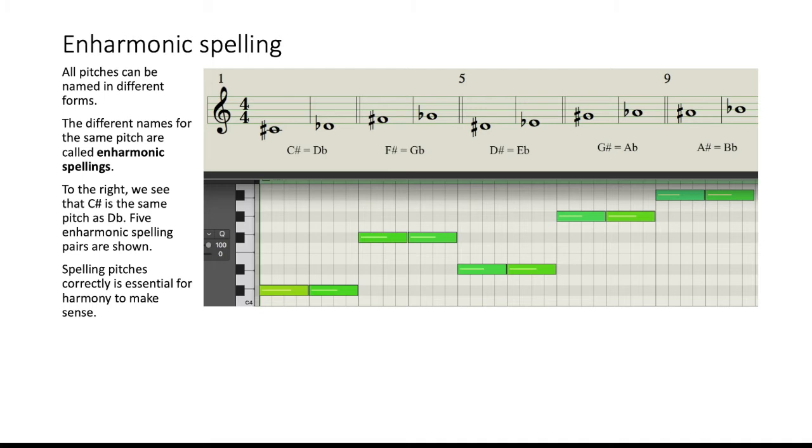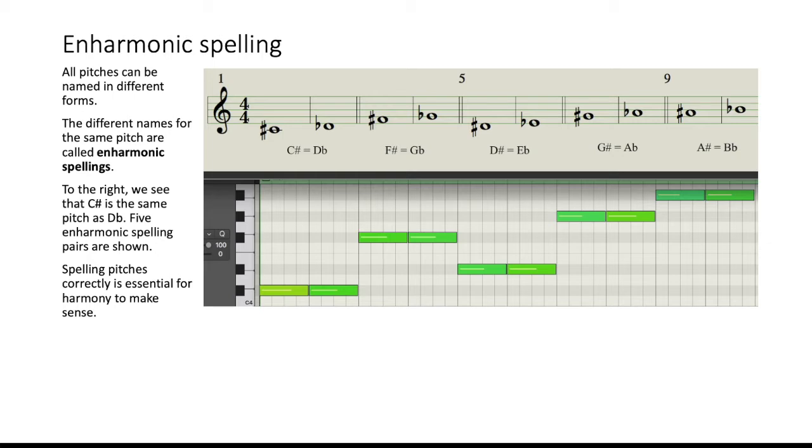Enharmonic spellings. All pitches can be named in different forms. The different names for the same pitch are called enharmonic spellings. In the music to the right, we see that the C sharp is the same pitch as D flat.